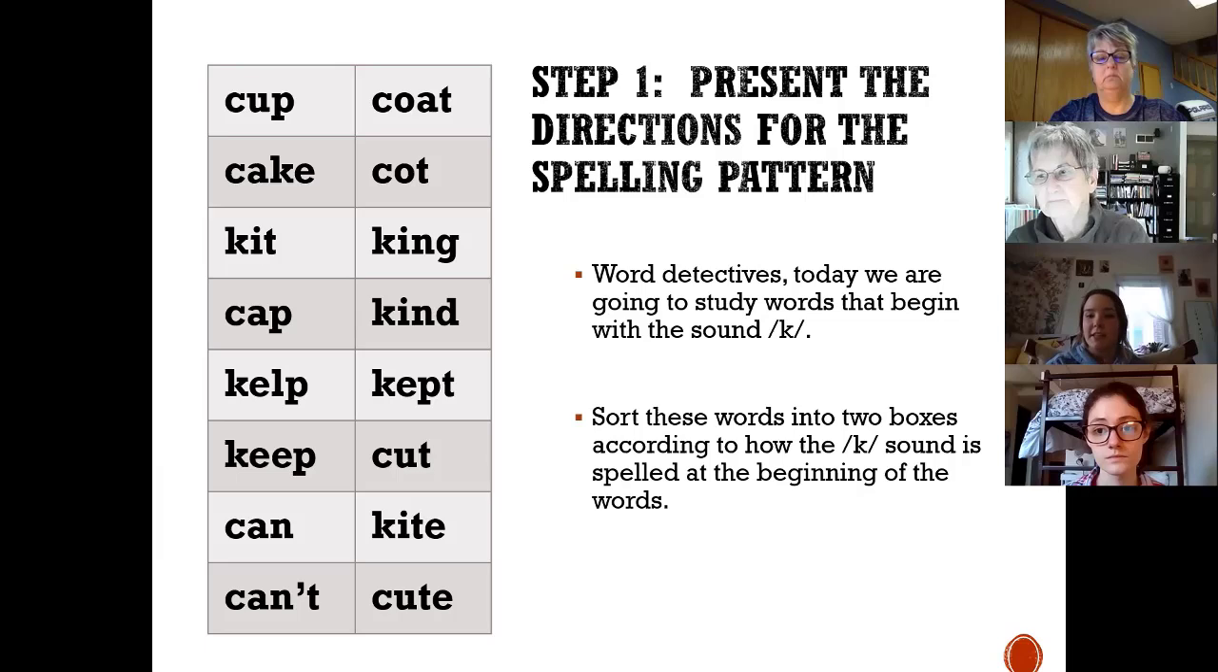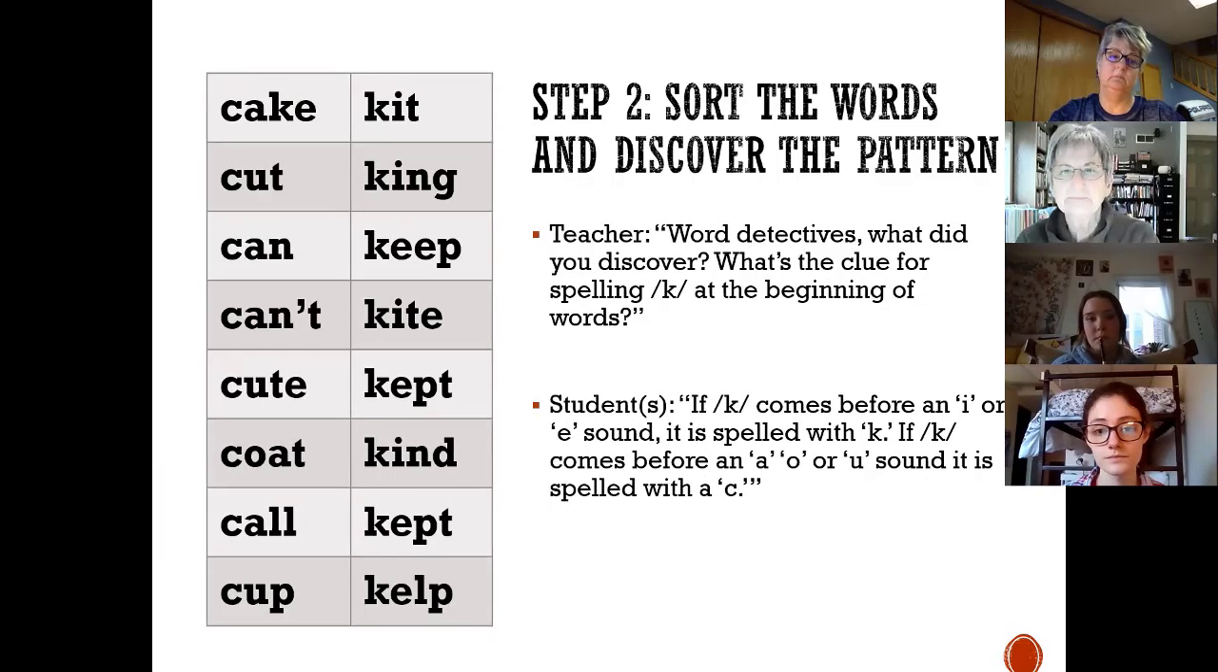C and then K's. Yep, you'd sort them into C and K. So when the kids get done with that, and I'll be showing you how to do that online. Okay, so now they're sorted. What did you discover? What's the clue for spelling K at the beginning of the words? And they should start to see that if K comes before an I or an E, you spell it with K.